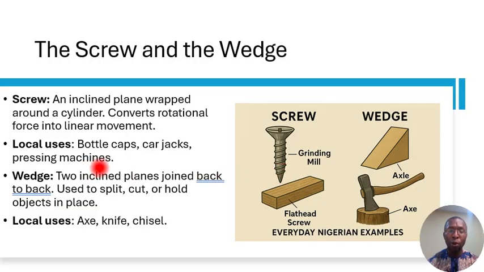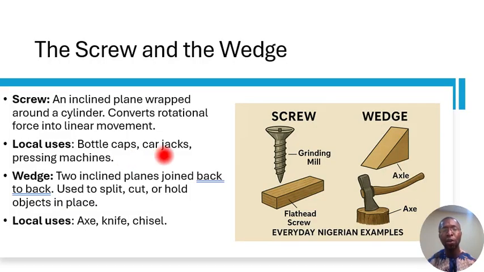And of course, we use it in bottle caps. For example, most of the wine we take is closed with a screw, so that if you want to open a wine, you just unscrew it, you keep turning anti-clockwise, and the screw gradually comes out without any stress.